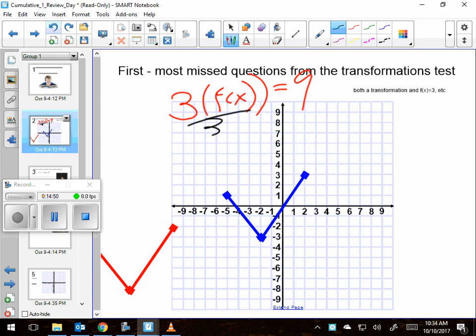Correct, sir. And I now have f of x is equal to 9 divided by 3, which is 3. Cool. Am I done? No, but I've got the first step done. Mr. K, what do you think?